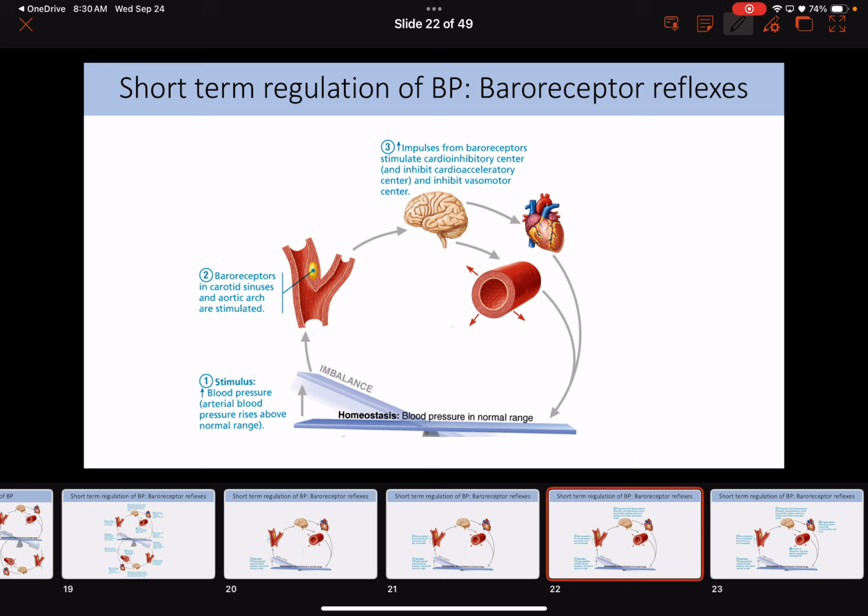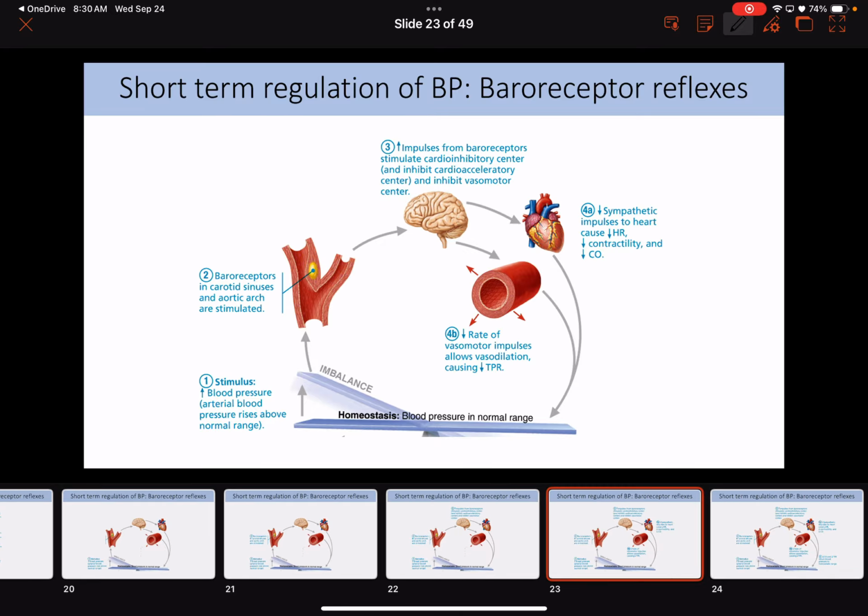We don't ever turn one system off completely and turn the other one back on. It's more of a balancing game. Which one is the main player at that time? So as we stimulate the cardioinhibitory center, we're going to have less sympathetic impulses to the heart. That's going to decrease heart rate and also decrease contractility, which is going to decrease cardiac output.